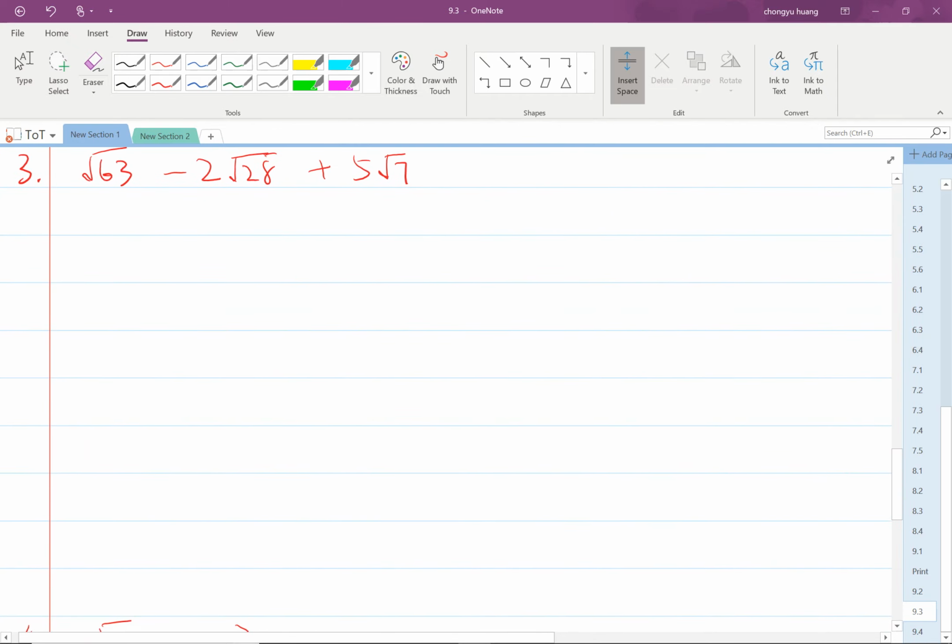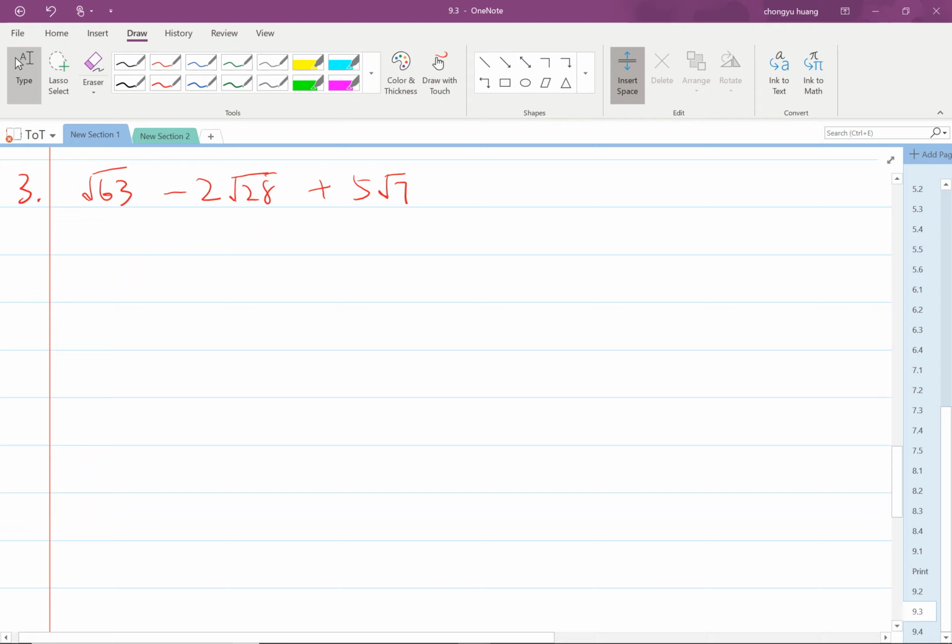Okay, question 3. When you are doing your question, the first step is always to examine the question and then think about how you are going to solve it. Over here you can see we have those square roots, right? We have those square roots and nothing is in common. So we have to simplify each of them to do some further simplification, right? So first we have to simplify each of those terms as simply as we can, right?